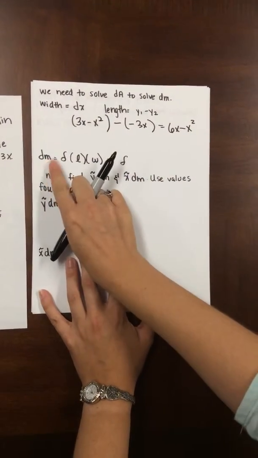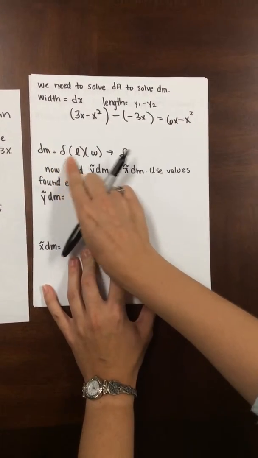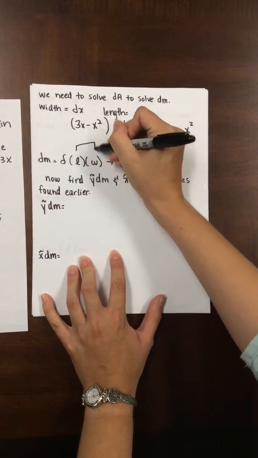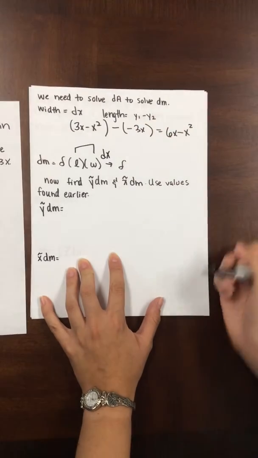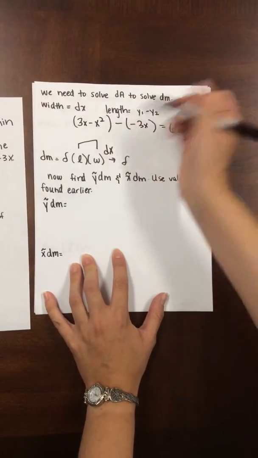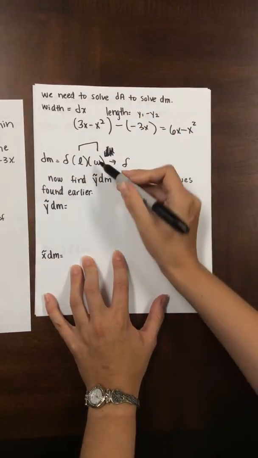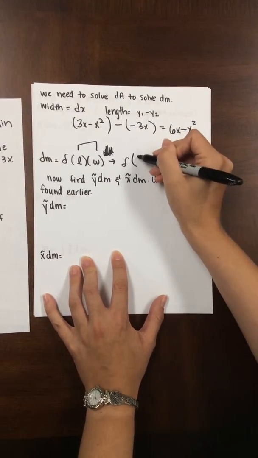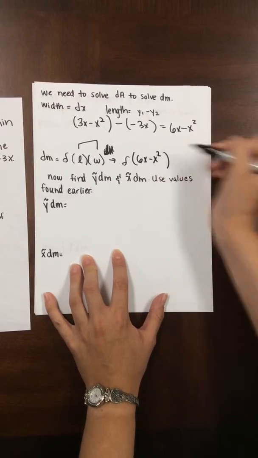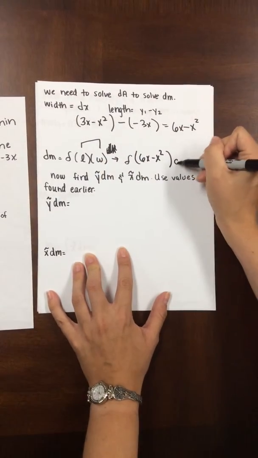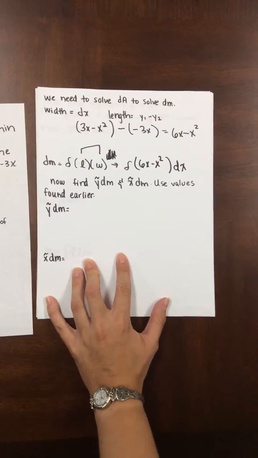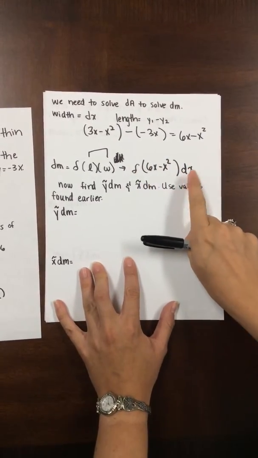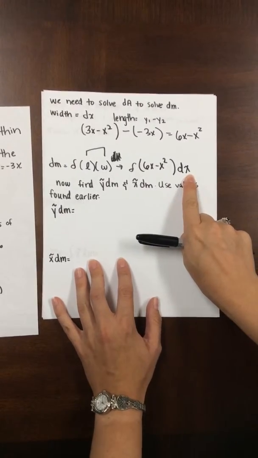And then for dm, we're going to get delta times the area. Width is dx. So we're going to have delta, and we're going to put our length, 6x minus x squared, and our width, which is dx. All of these dm problems will have a delta, and then the length, and then the dx part right here, unless they give you a different value for that.